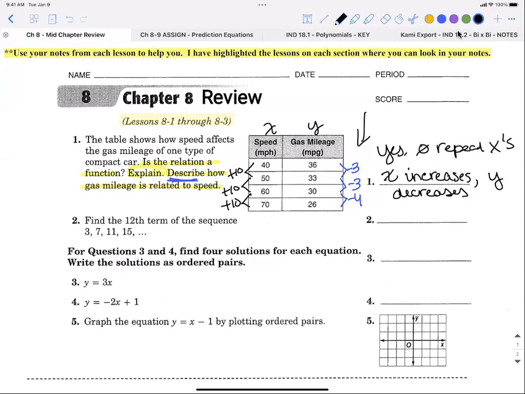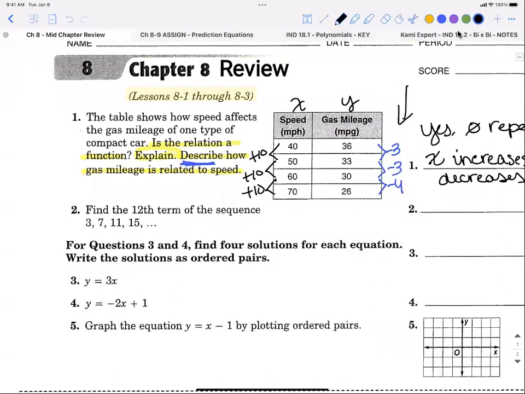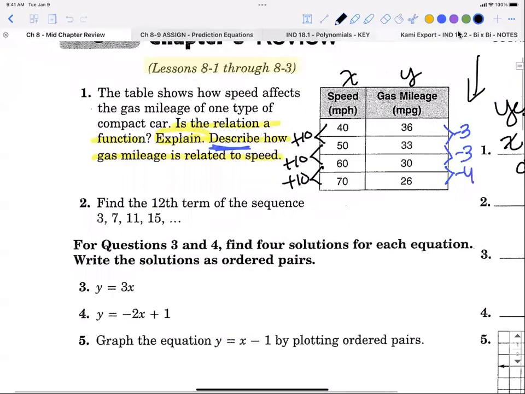All right. So finding the 12th term in the sequence. This should have taken you back to 8-2. Okay. And if you didn't have to go back and look at your notes for this, then you have an amazing memory, because guess who had to go back and look at notes for this? I couldn't remember for the life of me how to do this. Okay. Until I looked at Austin's notes.